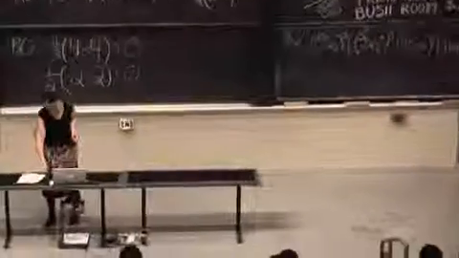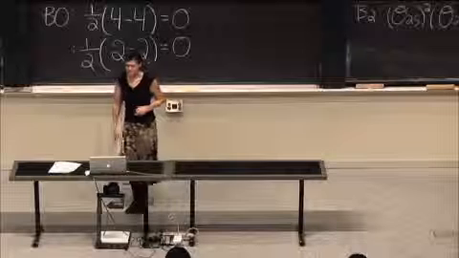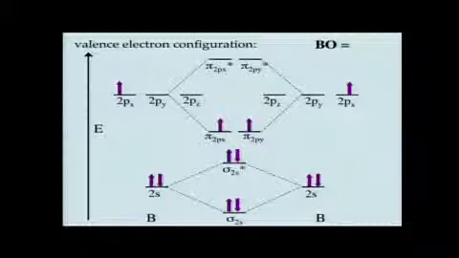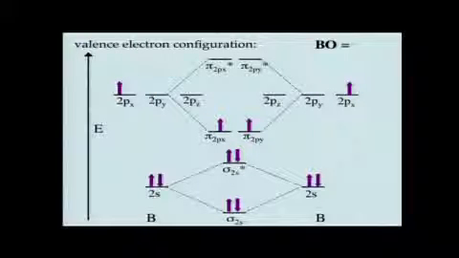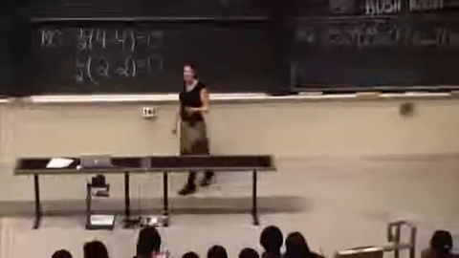All right, so what would you expect the bond order for B2 to be? Shout it out if you know. 1. Oh, and I didn't write it up there, but it is 1, and we can see that it's 1 because it's 1/2 of 4 minus 2, so 1/2 of 2. The bond order is going to be equal to 1.